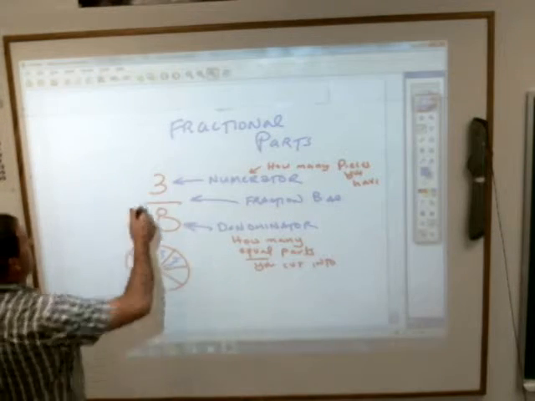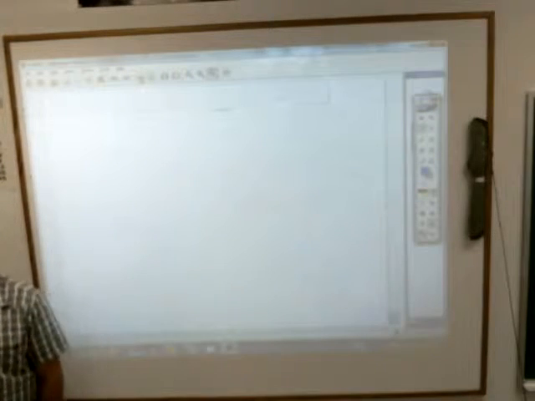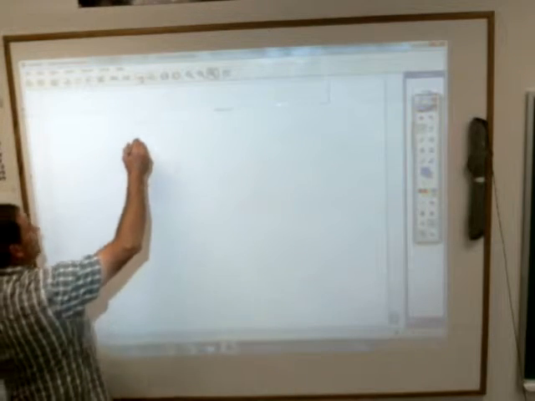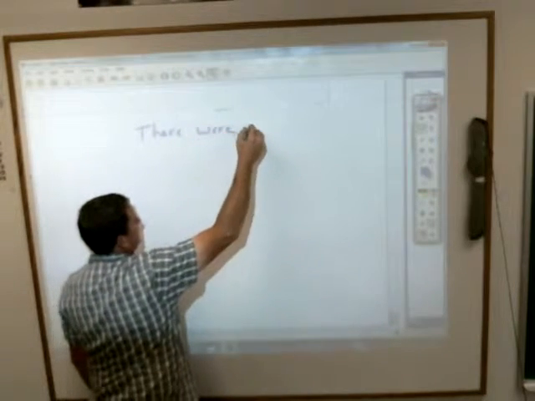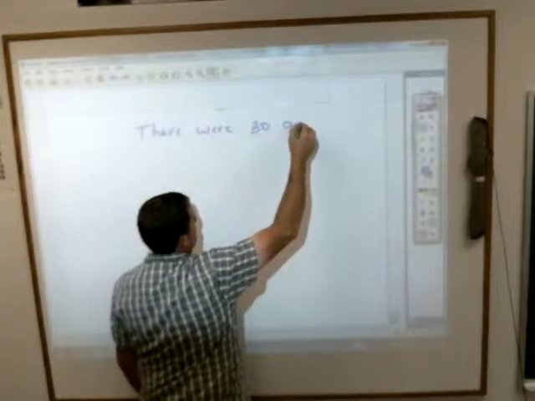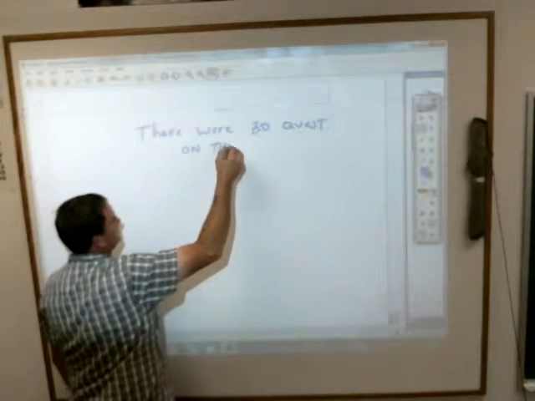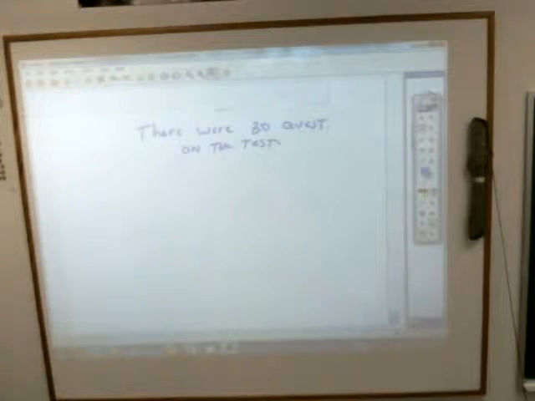And when you run across a word problem that has a fraction in it, for right now, and my goal is eventually you don't have to do this, but it helps you understand things, you need to sketch out the problem. For example, write this problem down. There were 30 questions on the test.